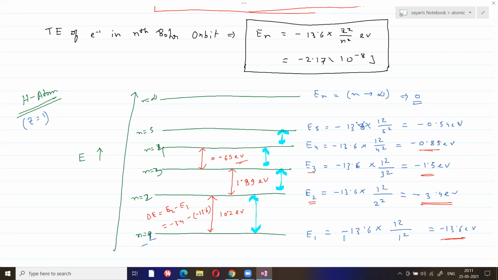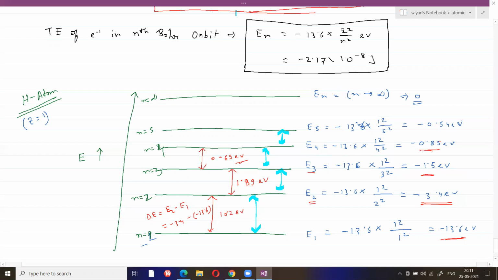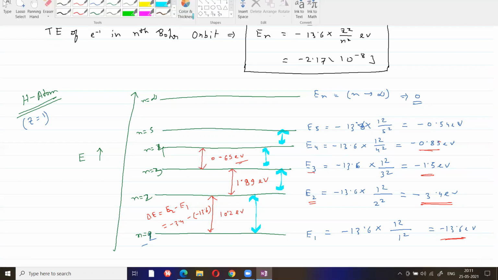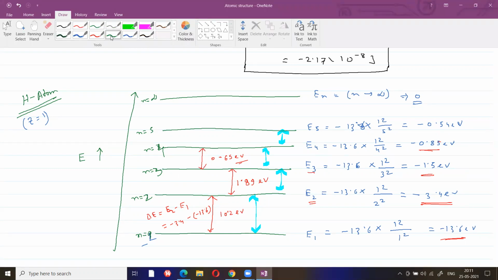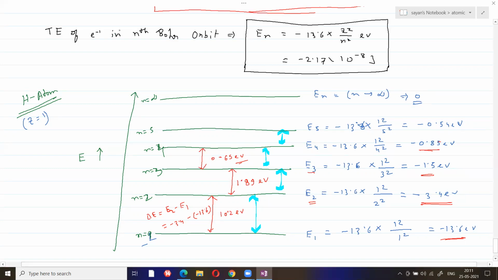Any doubt regarding this part? This part is clear? Sir, can you wait one minute? Yes, definitely. So, sir, is this for the hydrogen atom? Only for the hydrogen atom. I am taking only hydrogen. Only for the hydrogen atom. Okay.